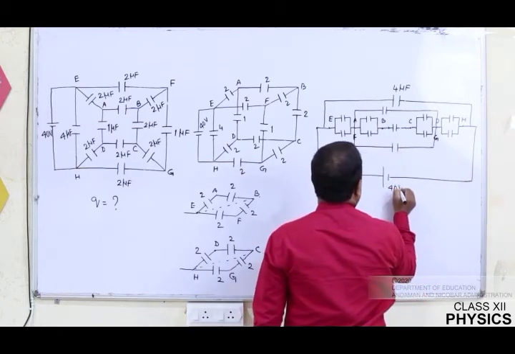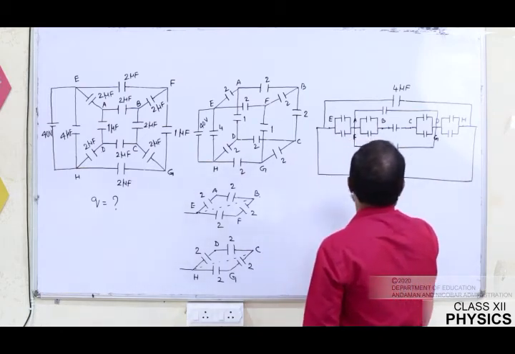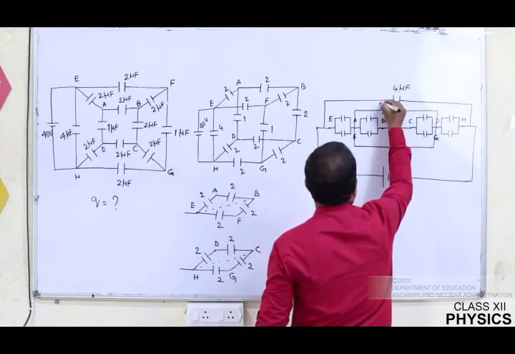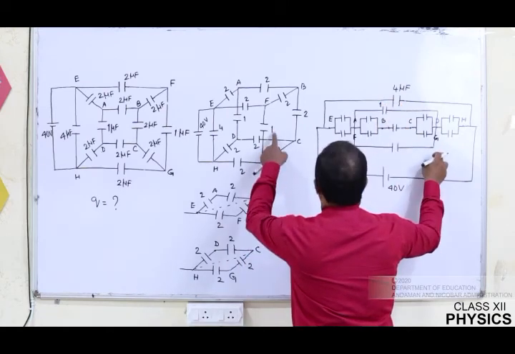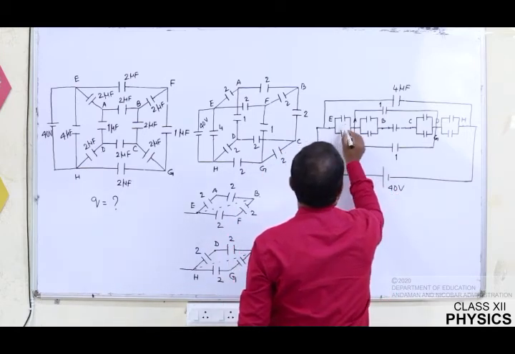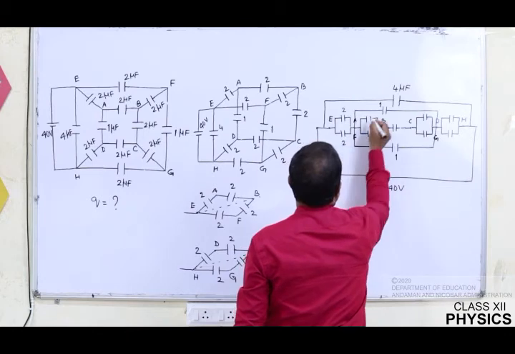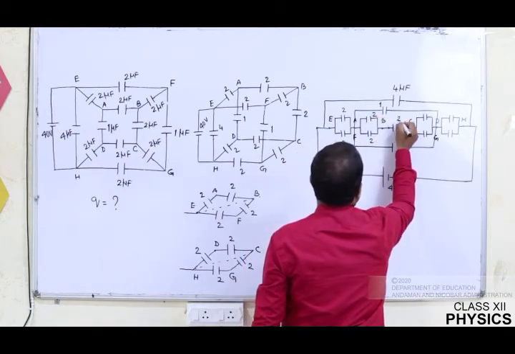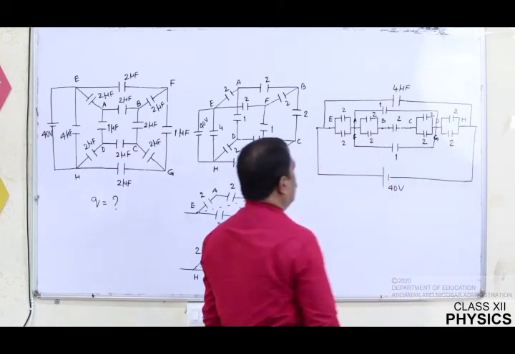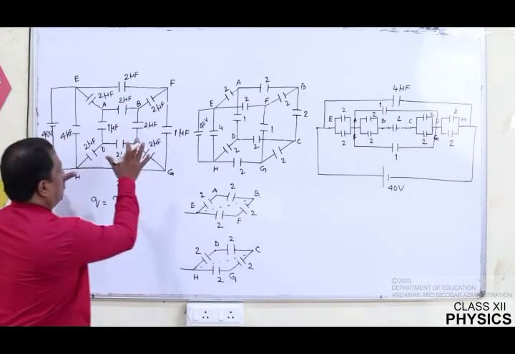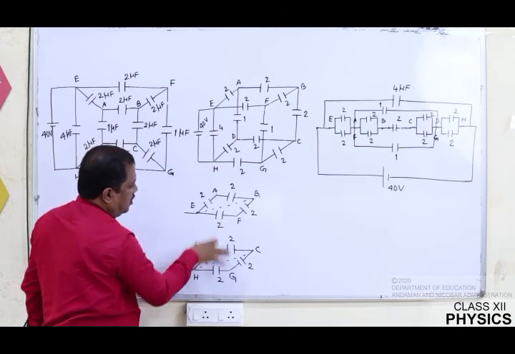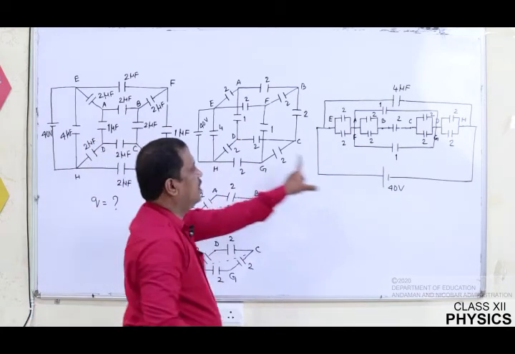to 40 volt. If I write the values, I will see this capacitor A to D has 1 microfarad, F to G has 1 microfarad, and rest of the capacitors will be 2 microfarad. All capacitors are 2 microfarad. Now that means this was the given problem. I redrew the circuit like this. Then to show the symmetry, I showed you like this. Finally, the diagram has been reduced to this one.